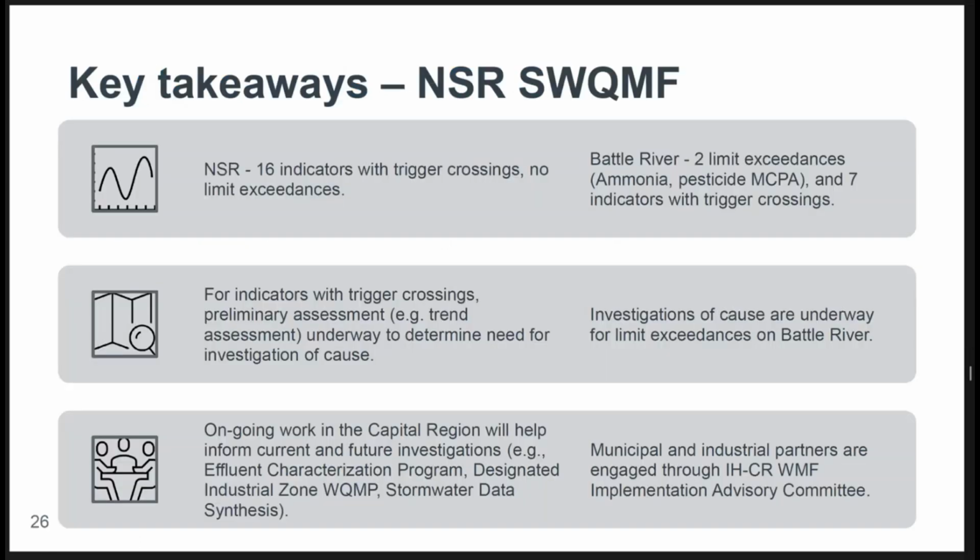Next slide. Our key takeaways for the North Saskatchewan region are, for the North Saskatchewan River, 16 indicators have crossed triggers and no limits have been exceeded. For the Battle River, 2 limit exceedances have been observed for ammonia and pesticide MCPA, and 7 indicators have crossed their triggers. For indicators with trigger crossings, preliminary assessment is underway to determine the need for an investigation of cause. Investigations of cause are underway for limit exceedances on the Battle River. Ongoing work in the Capital Region will help inform current and future investigations. Municipal and industrial partners are engaged through the Industrial Heartland Capital Region Water Management Framework Implementation Advisory Committee.